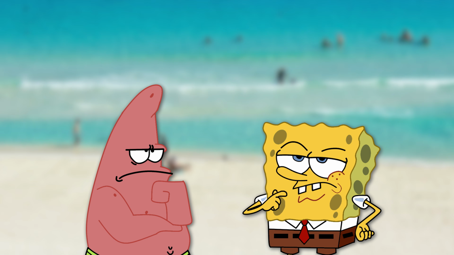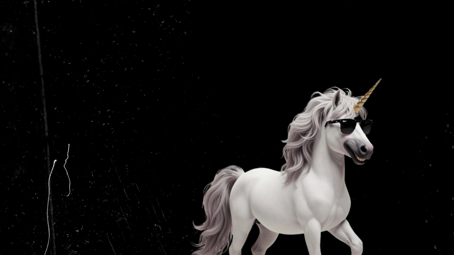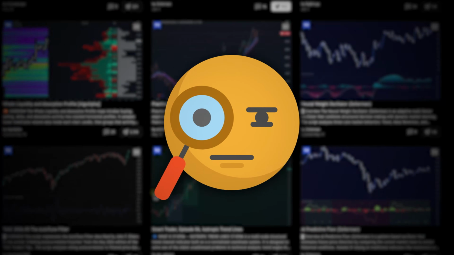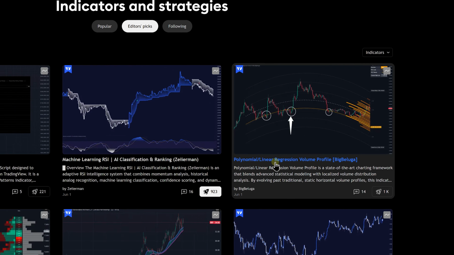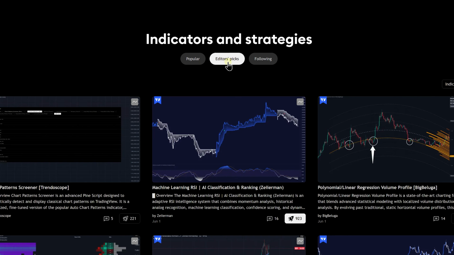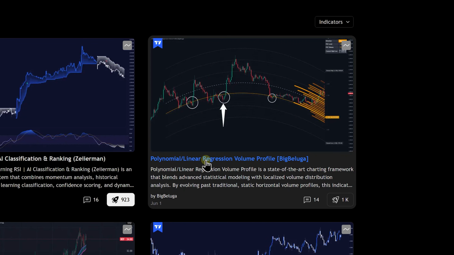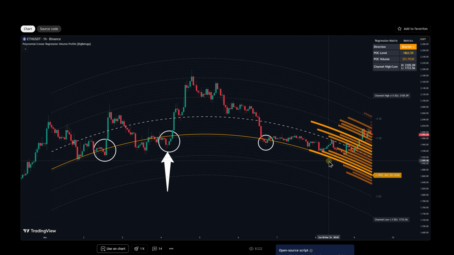I know what you may be thinking. Another volume profile indicator? Like, what makes this different from every other volume profile tool on TradingView? Well, for starters, this indicator was chosen by TradingView under the editor's picks, as you can see here. That alone makes this indicator worth trying out.